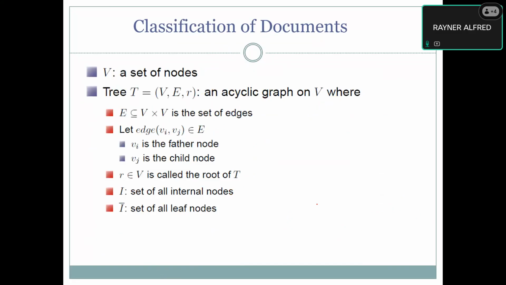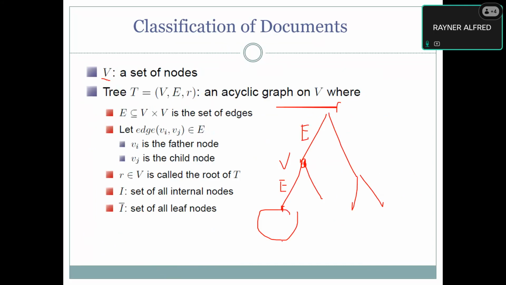So how do we formalize the concept of classification for document? We will have a set of nodes, which is the V. So we have this tree. So this is your V. This is your root. And the edges would connect the V and V or the root to. So this is your edges. And this one is your class. Okay. So this is your class.